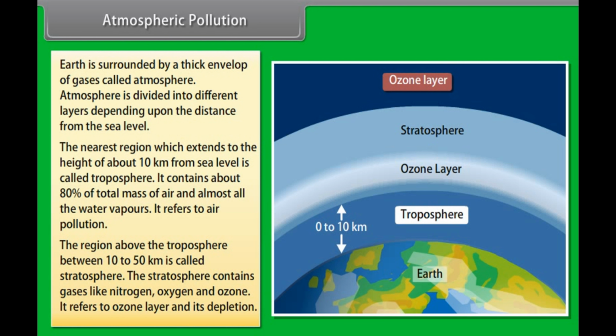The region above the troposphere, between 10 to 50 km, is called stratosphere. The stratosphere contains gases like nitrogen, oxygen, and ozone. It refers to ozone layer and its depletion.